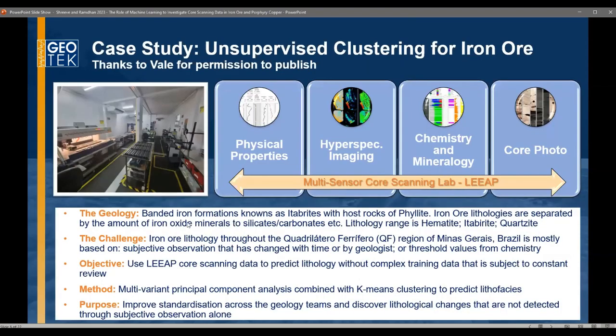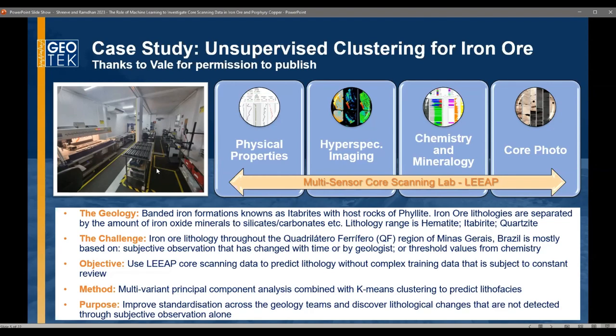So to get stuck into it, the first one is an unsupervised clustering technique for iron ore, and thanks to Vale for allowing us to publish. This was originally presented at CIM EXMIN last year with our colleagues in Geotek Brazil. The data was acquired from the LEAP lab at CTF in Vale, where we've got three core scanning pieces of equipment all installed in the lab. We're doing physical properties, hyperspectral imaging, chemistry, mineralogy, and photography all in one lab. And the challenge here is we want to try and have a data-driven approach to lithology throughout the entire Quadrilátero Ferrífero region in Minas Gerais.